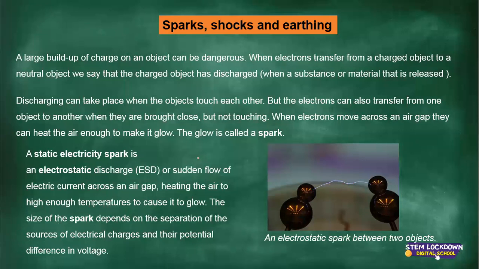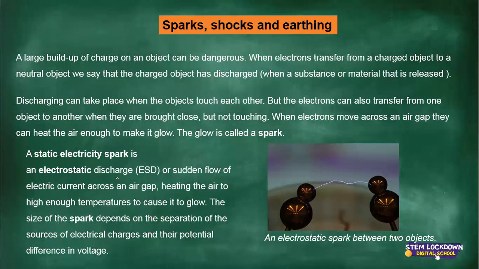Now, static electricity is an electrostatic charge. So another name would be ESD for short. ESD, so it's an electrostatic discharge. E, electro, S, static, and D, discharge. So a static electric spark is basically an electrostatic discharge. So I'm going to explain what this electrostatic discharge means. I'm going to define it for you.